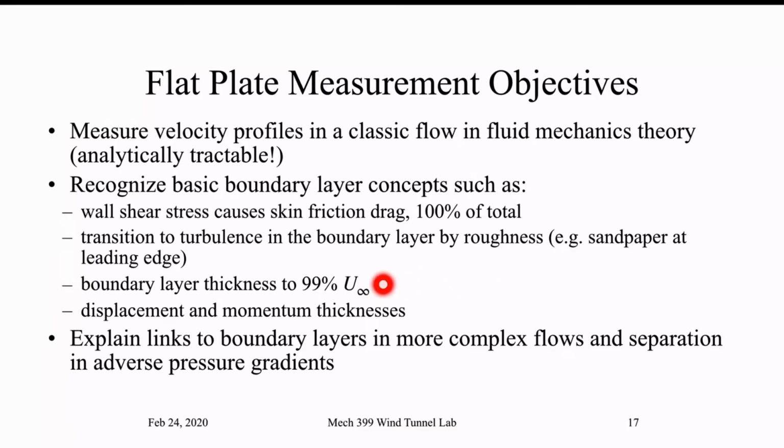We want to recognize that we can talk about the boundary layer thickness as just the distance out to where we get to 99% of the free stream velocity. And we'll also look at the displacement and momentum thicknesses that you'll be talking about in more detail in your second fluids course. Finally, we want to look at the links between our boundary layer on a flat plate, where it's simple and manageable and easy to calculate, and the more complex flows and the separation that we see on airfoils where we have adverse pressure gradients. And that's something you'll go into in more detail, the reason for that separation, in your fluids course.